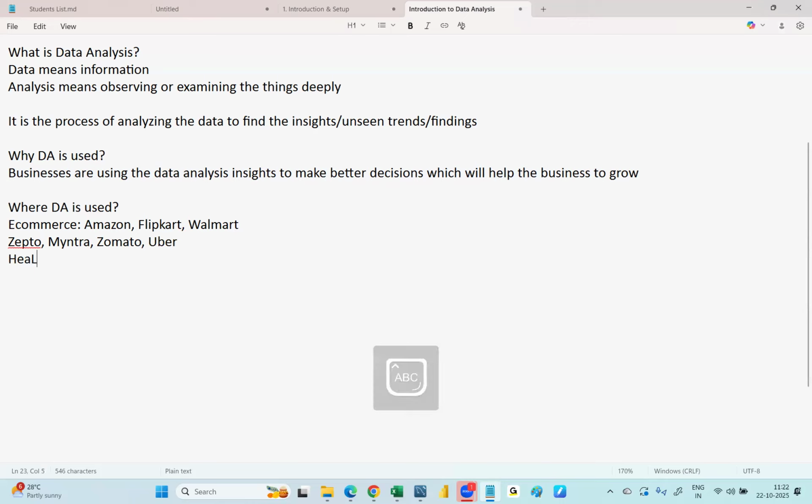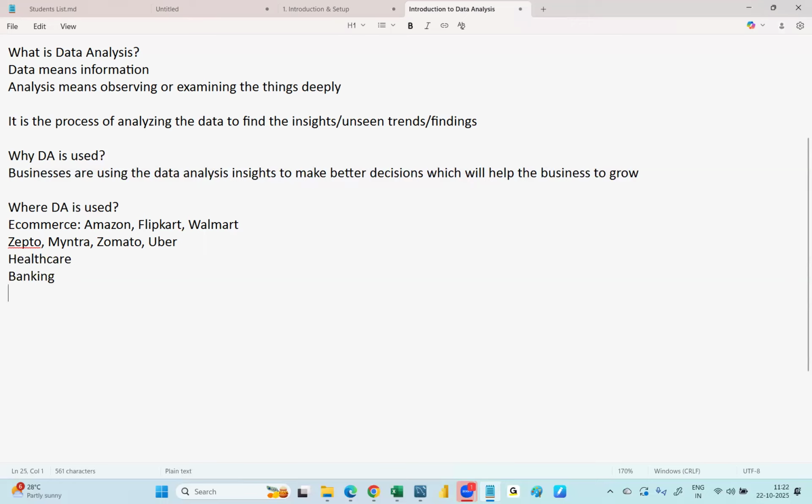We also use it in healthcare. When I talk about healthcare, you'll get hospitals, right? Hospitals, or even pharmaceutical companies, we use data analysis there. And in the banking domain also, we use data analysis. Banking, in the sense, it can be non-banking financial institutions, which we call NBFCs; they are non-banking, so they won't be considered banking. And also you have insurance companies, the best example being LIC. There also we use data analysis.